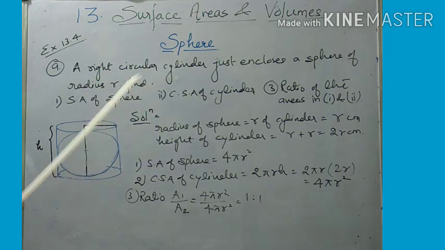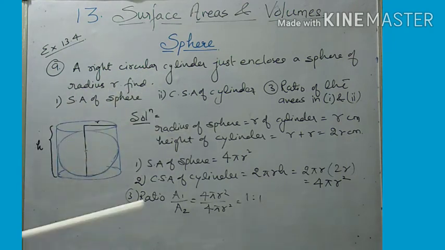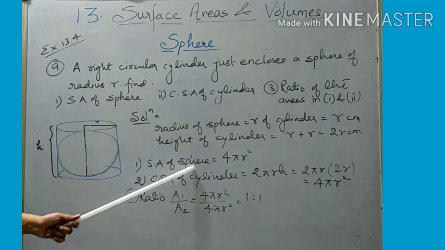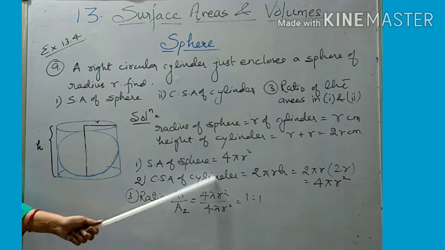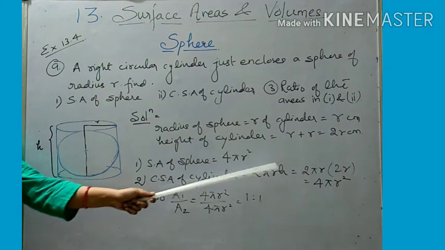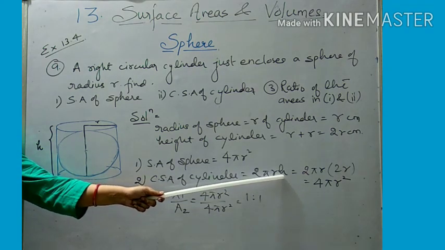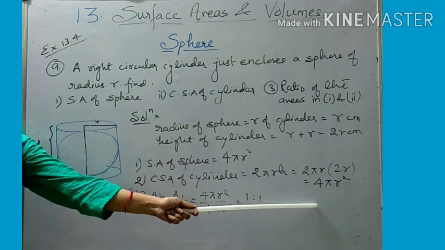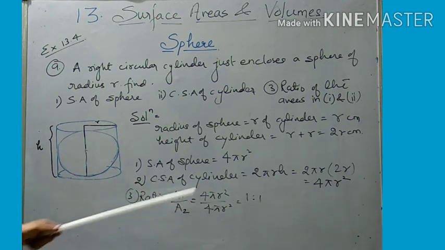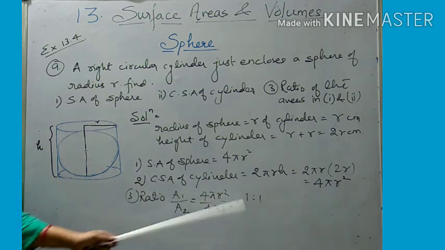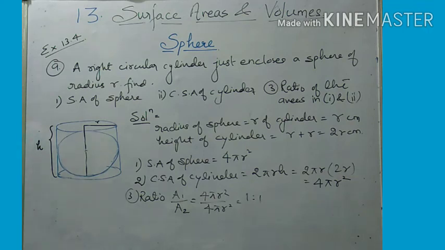Now what is the height of cylinder? 2r. So h equal to 2r. So what is the surface area of a sphere? 4 pi r square. Clear? So curved surface area of the cylinder 2 pi rh. Now put the value of h. It is 2r. So what we are getting? 4 pi r square. What is the ratio of both the areas? A1 by A2 is 4 pi r square by 4 pi r square. So it will be 1:1.